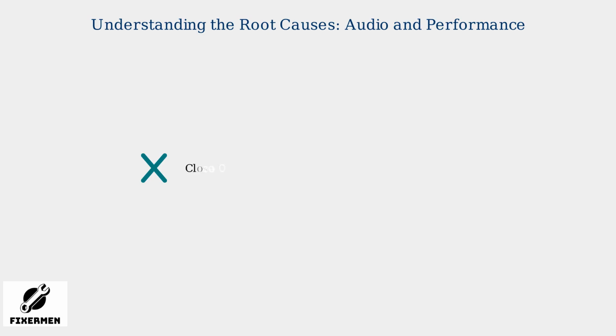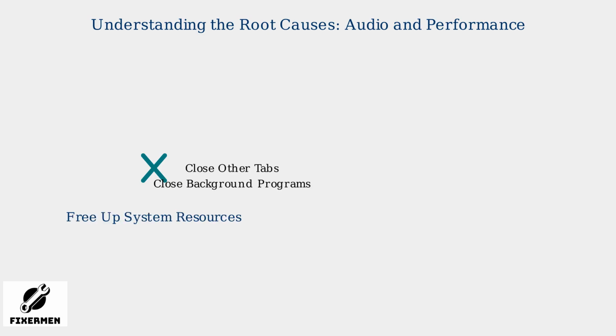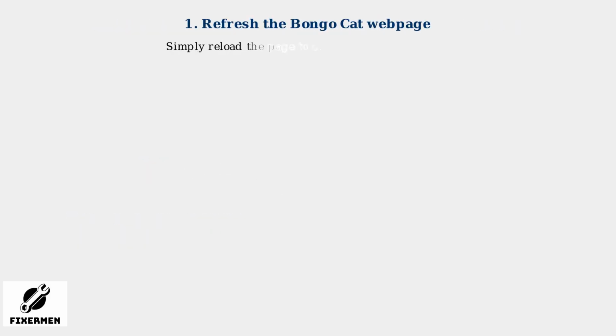To address these root causes, close other browser tabs and programs to free up resources. This reduces CPU and memory usage, allowing Bongo Cat to run more smoothly without the processing bottlenecks that cause stuttering or freezing. Before diving into advanced solutions, try these simple fixes first.